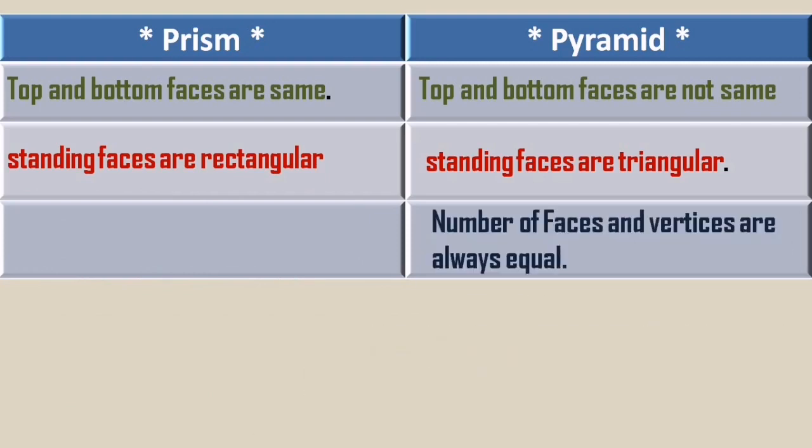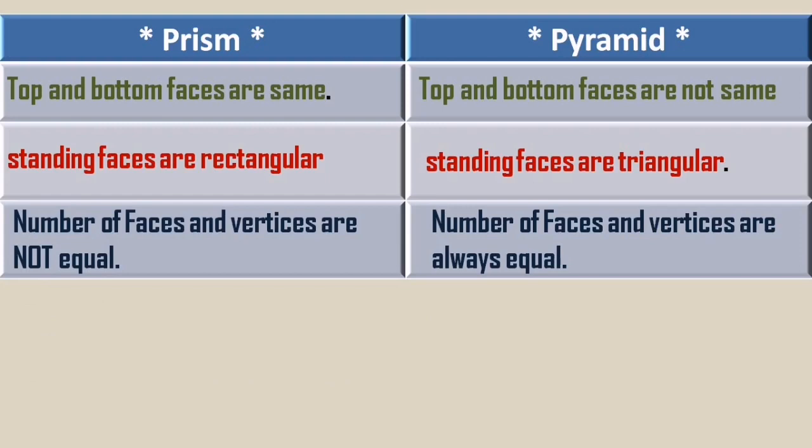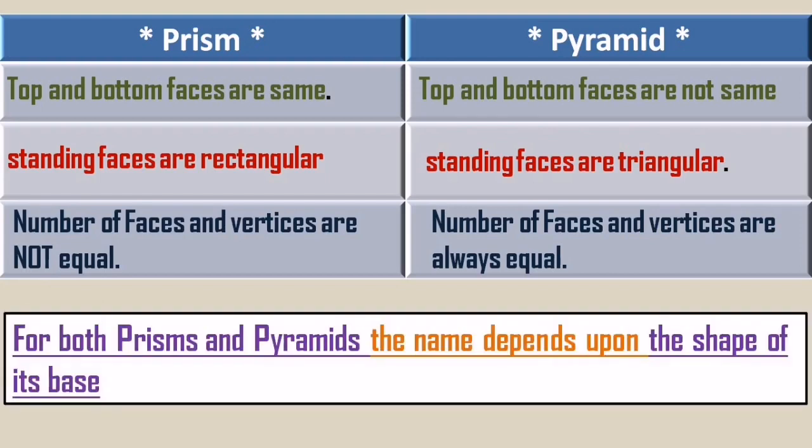In pyramid, the number of faces and vertices are always equal, whereas in prism, the number of faces and vertices are not the same. Moreover, we also understood that the name of the prism and pyramid always depends upon the shape of their base, and according to base we have named a few of them.